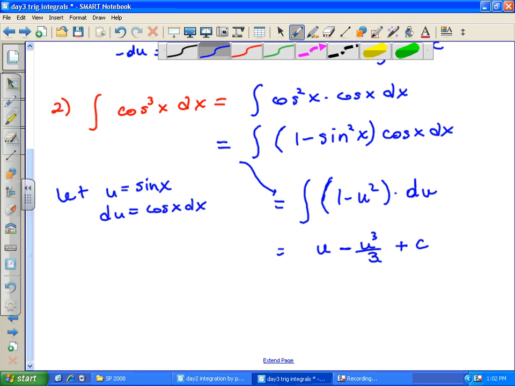And the last step? Exactly. Place the u back. So u is sine x, minus u cubed, that'll be sine cubed, right? Plus c.